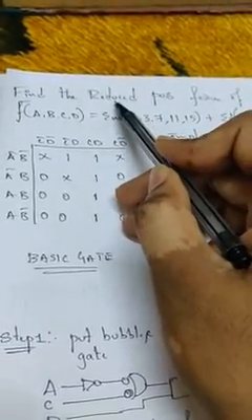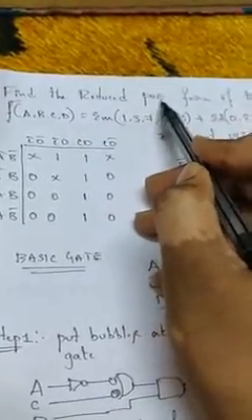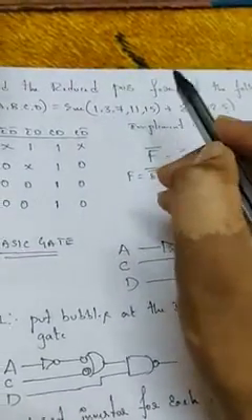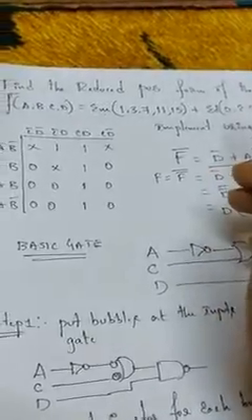But what have they asked? They have asked to find the reduced POS. So the given expression is in the form of SOP, and you need to find out POS. This is the first thing.